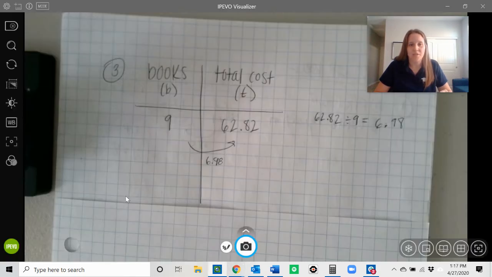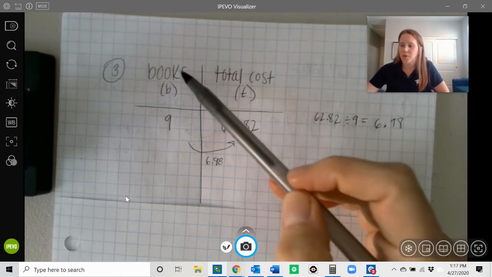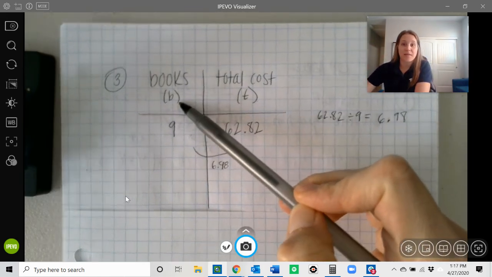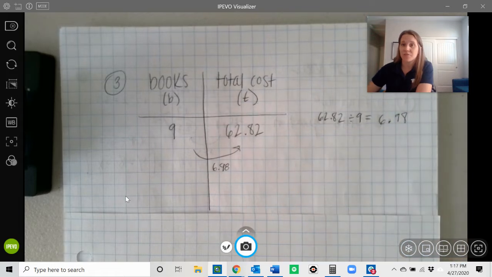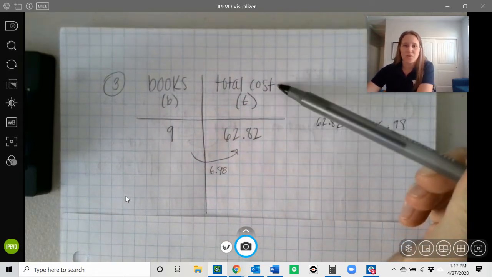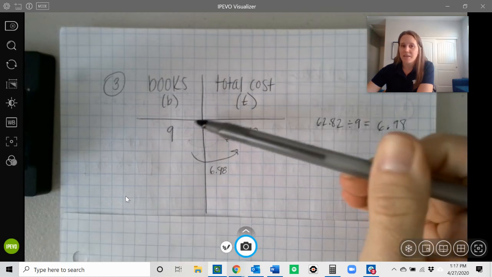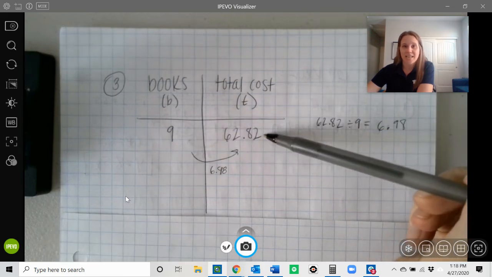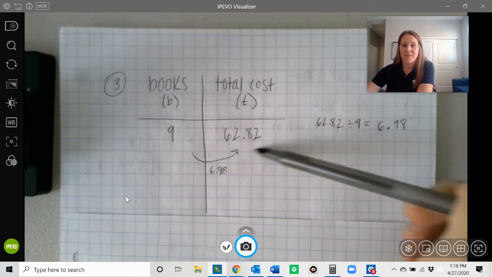Awesome. So here's what I knew. I knew that books were represented by the variable B that was given in the question, so it's important I use that variable and not X in this problem. And my total cost is T. I know that 9 books cost $62.82. This was the ratio given in the question.